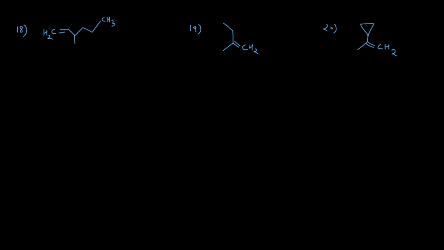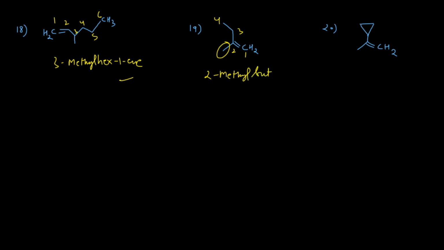So now these are my final examples, the last examples, which are quite easy. 1, 2, 3, 4, 5, 6. At position number 3 you have methyl. What is the root? Hex. At position number 1 you have the double bond. 3-methylhex-1-ene. There is no problem in that. This one is what? 1, 2, 3, 4. At position number 2 you have methyl. So 2-methyl, and 4 carbons are there, that is but-1-ene. This is another way of writing this one. Okay, there is no problem in that.